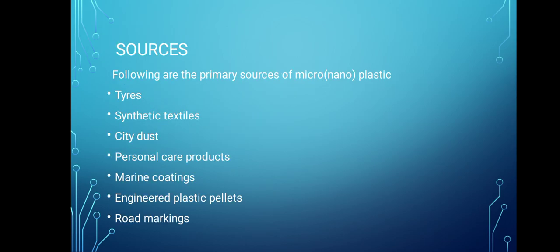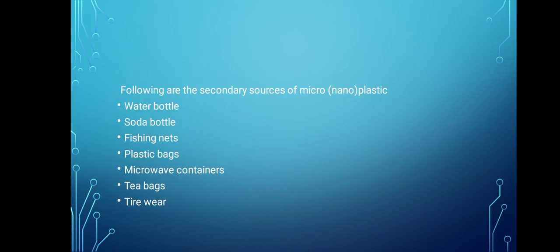Next, we will discuss sources. Following are the primary sources of micro or nanoplastic. First is tire, synthetic textiles, city dust, personal care products, marine coatings, engineered plastic pellets, and road markings. And these are the secondary sources of microplastics.